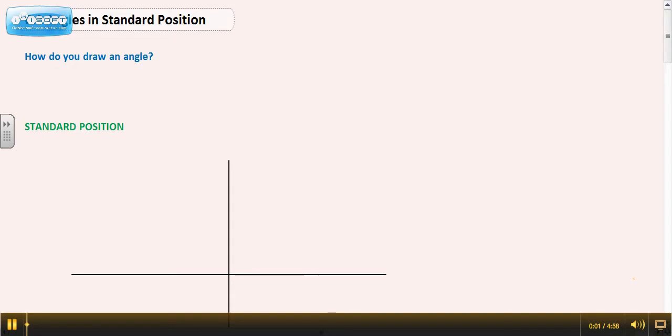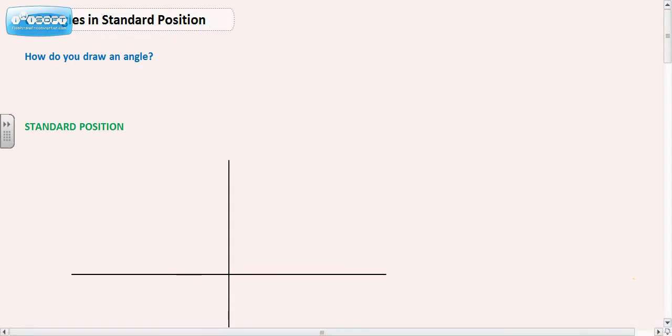Hello class, today we're going to learn how to draw angles in standard position. So, when you first learned about angles, you knew that an angle had to be drawn using two line segments. And the measurement of the angle is the rotation from one line segment to the other line segment. It was measured in units called degrees. Degrees was given by the symbol of a superscript 0. So for example, you would say that this angle is possibly 40 degrees.